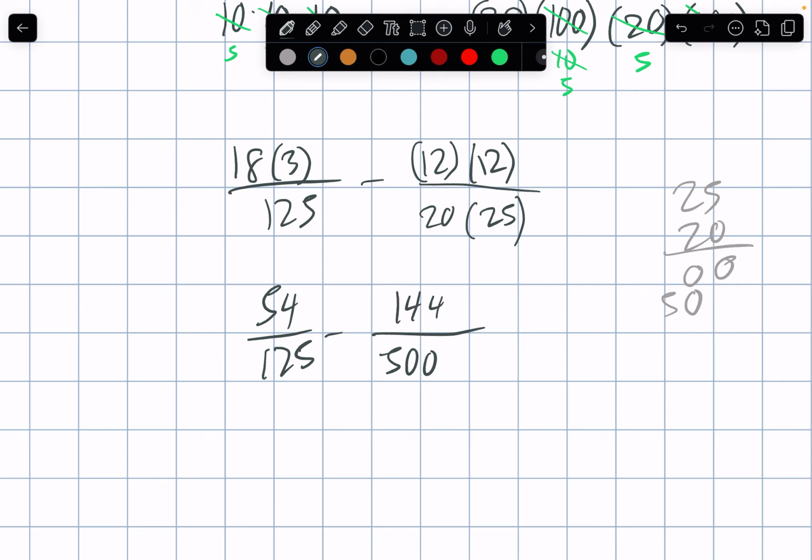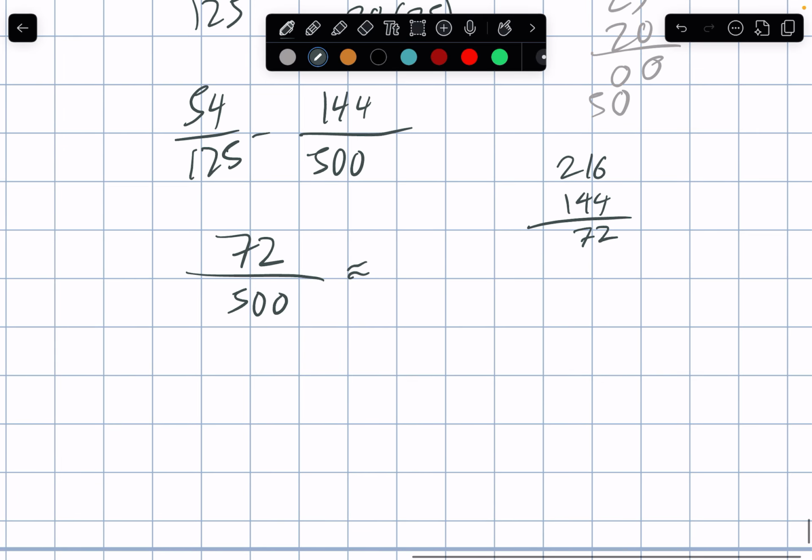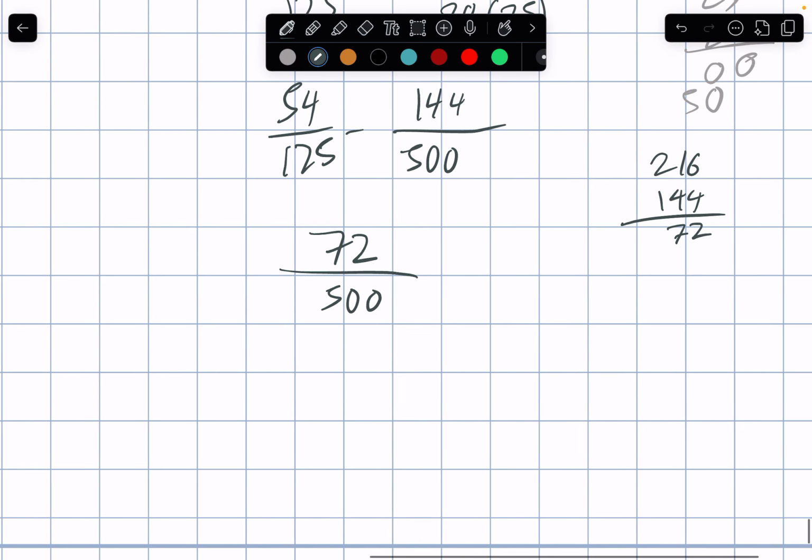12 times 12, 144. 500 for 54 times 4, 216. 216 minus 144 is 72. Are we good? Let's see if I got it right. Looks like we did. Nice. So this could be the answer already.